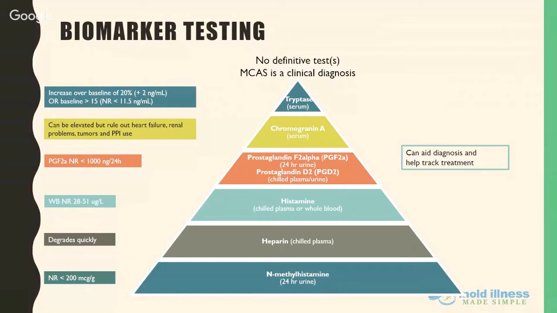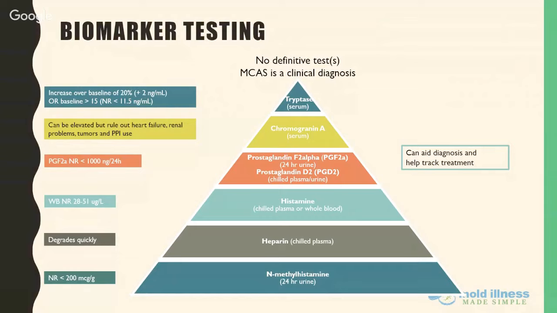Then when you get the results, serum tryptase is probably your easiest. Often, as I'm doing the CIRS labs, I'll throw in a serum tryptase because that's easy to do. You can also do whole blood histamine. Those two are my most common first line because they're easy to order through most labs and they're fairly accurate.